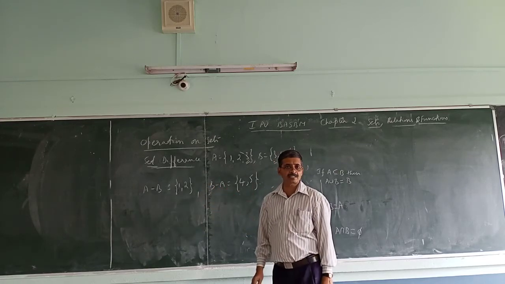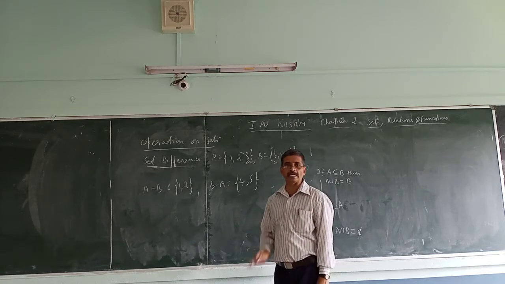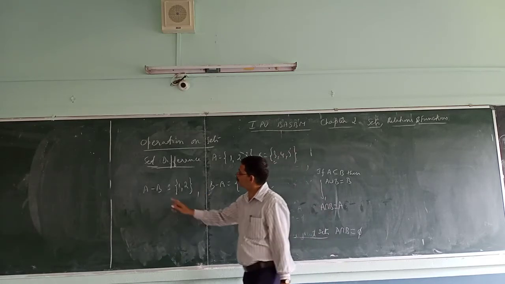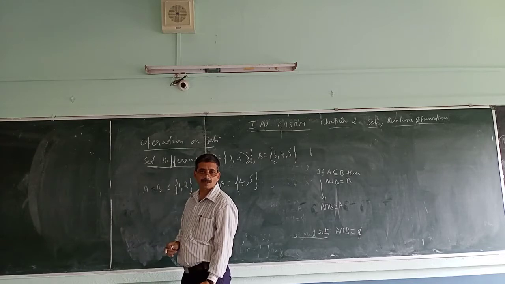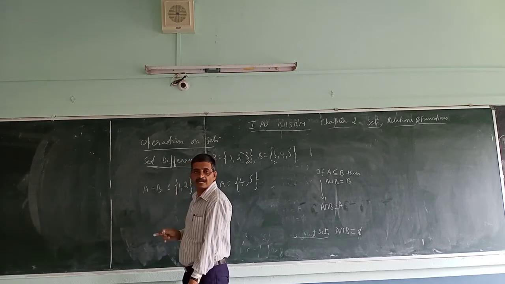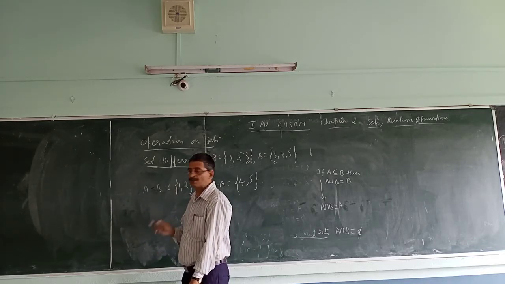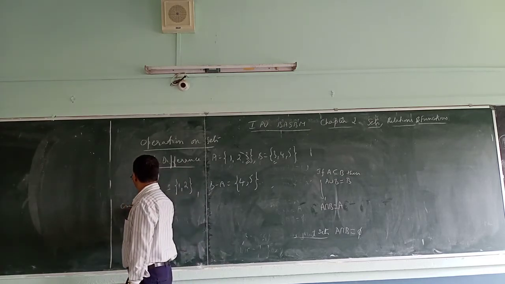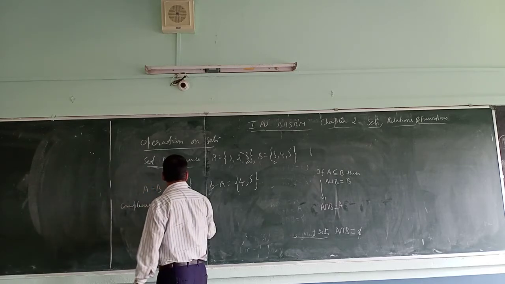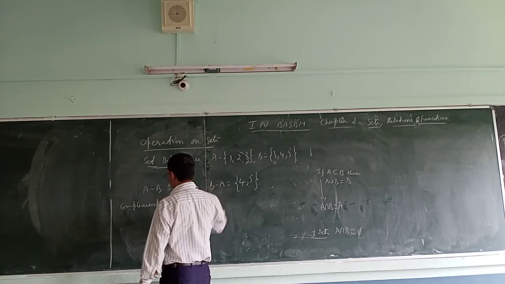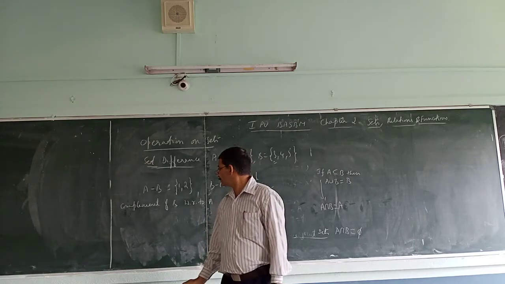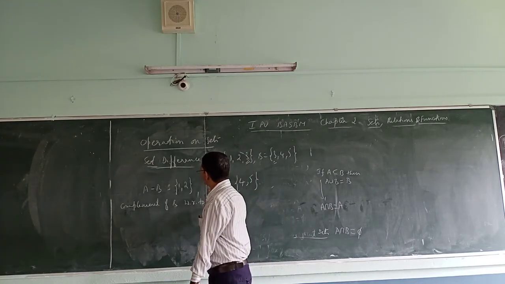B minus A means the set of all elements of B which are not in A. You remove those elements from A. A minus B has another name: the complement of B with respect to A. So this is also referred to like this, complement of B with respect to A. That is, complement of B with respect to A means A minus B.